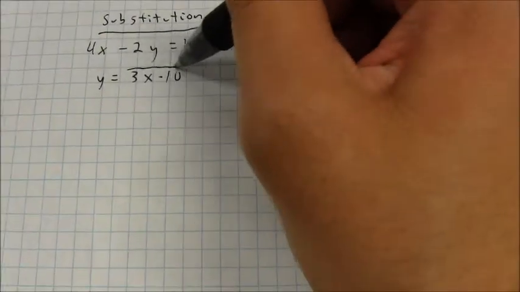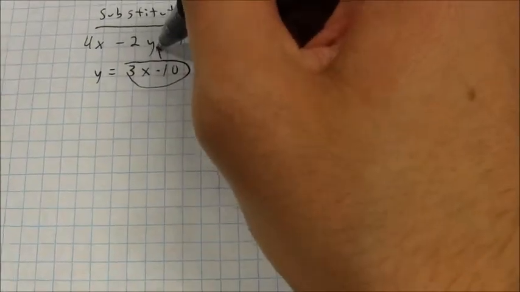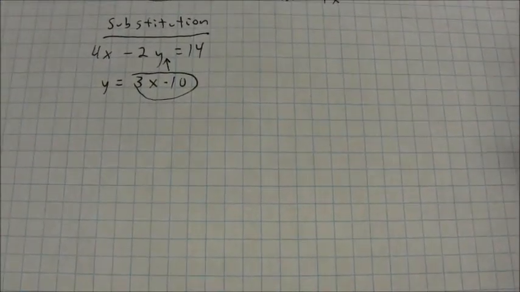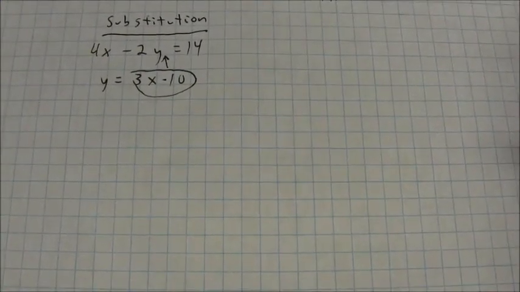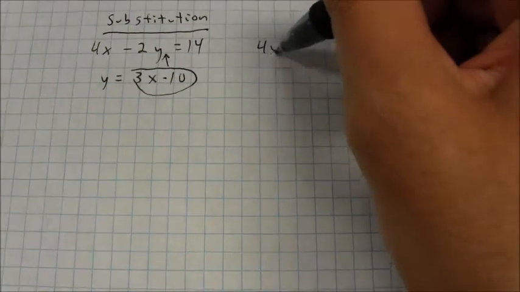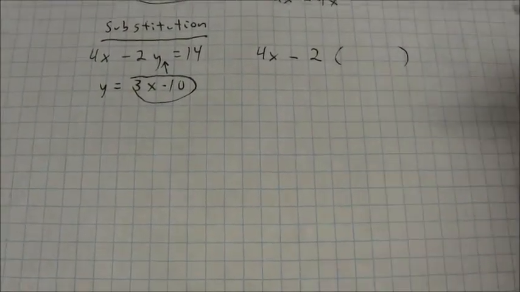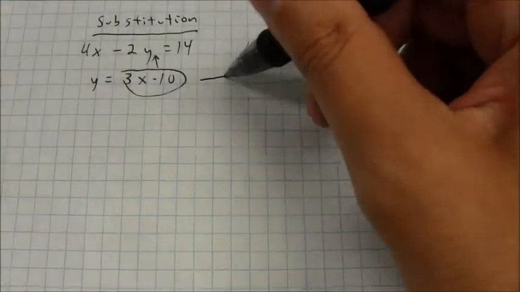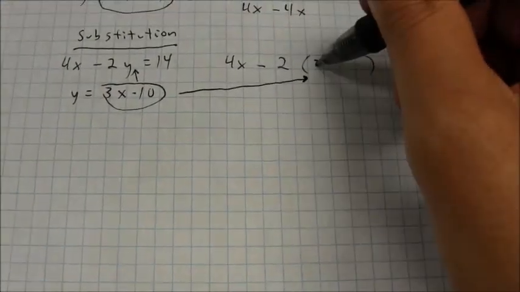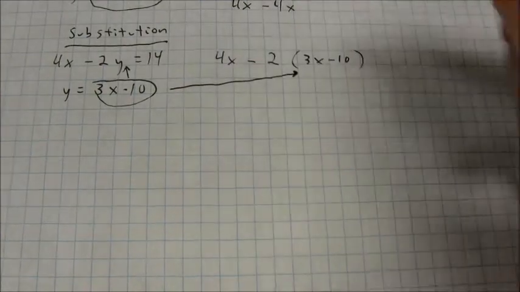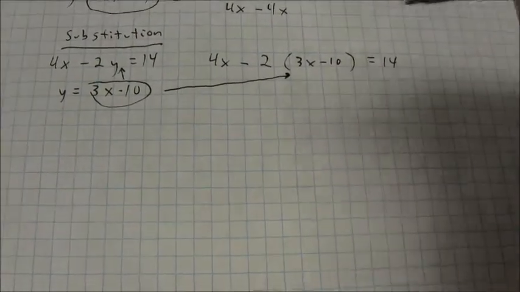So notice that y equals 3x minus 10, meaning it's the same thing as 3x minus 10. Anywhere where I see a y, I can replace it with that 3x minus 10. I'm going to have 4x minus 2 times the y value. Notice I'll leave a blank here where the y is because I'm going to replace the y with its equivalent, which is 3x minus 10. And that's still going to equal the same answer of 14.